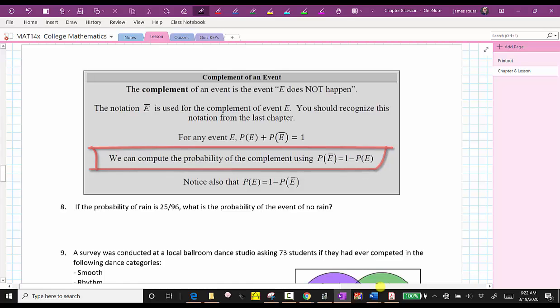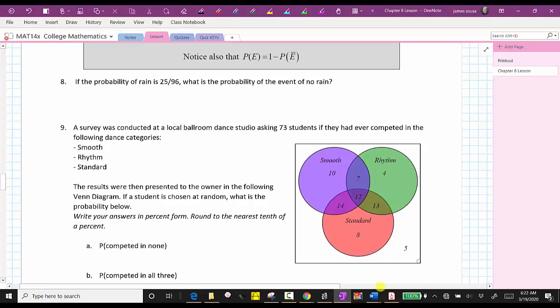the event does occur. So as an example of this, number 8, if the probability of rain is 25 divided by 96, what is the probability of the event of no rain? So the probability of no rain is equal to 1 minus the probability that it will rain, which gives us 1 minus 25 divided by 96. 1 is equal to 96/96, and then we have minus 25/96, which gives us 71/96, or 71 divided by 96.